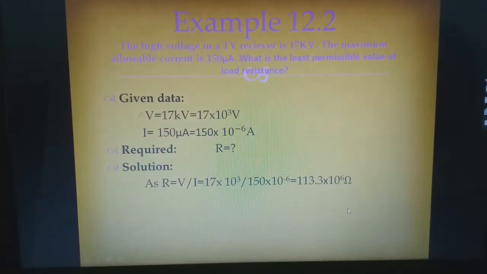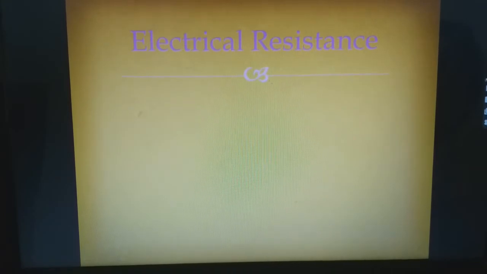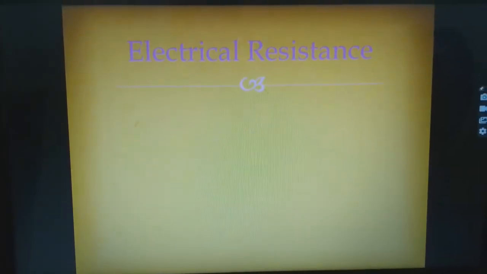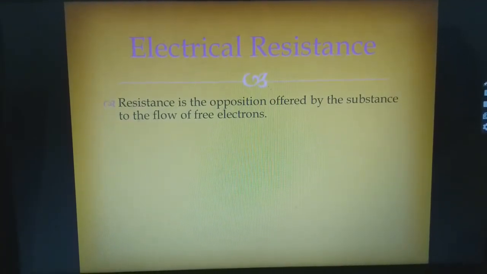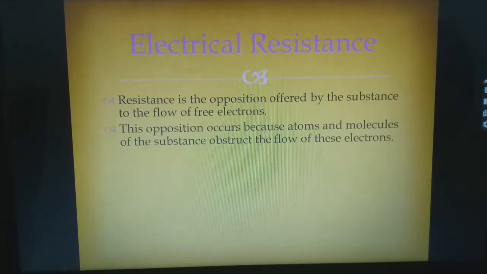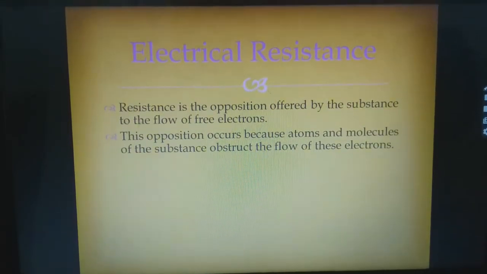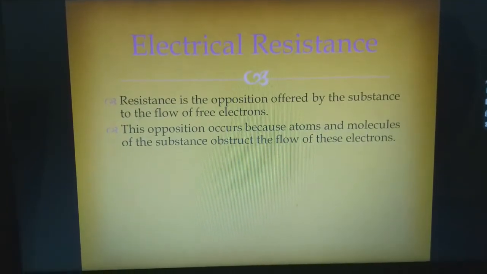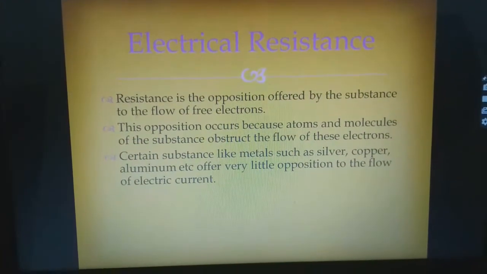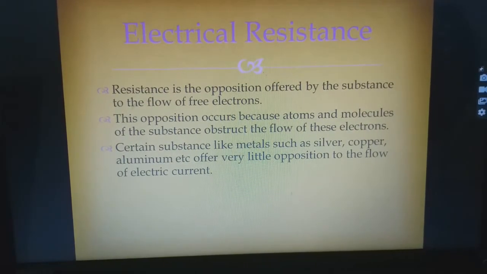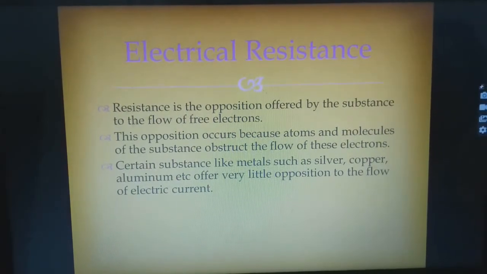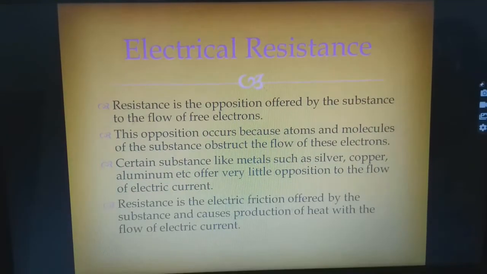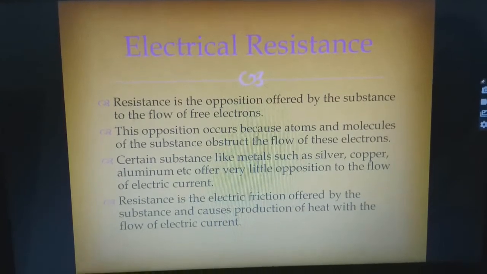All right, we come to electrical resistance. Resistance is the opposition offered by a substance to the flow of free electrons. This opposition occurs when atoms and molecules of the substance obstruct the flow of these electrons. Certain substances like metals such as silver, copper, aluminum, etc. offer very little opposition to the flow of electric current. That's why these are good conductors of electricity.